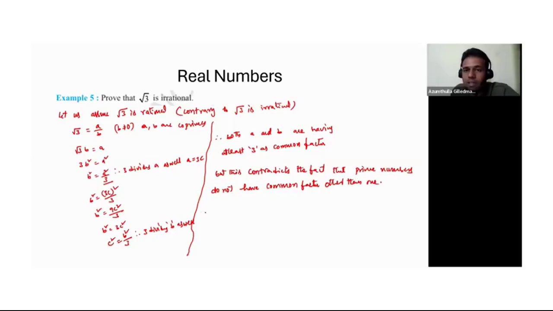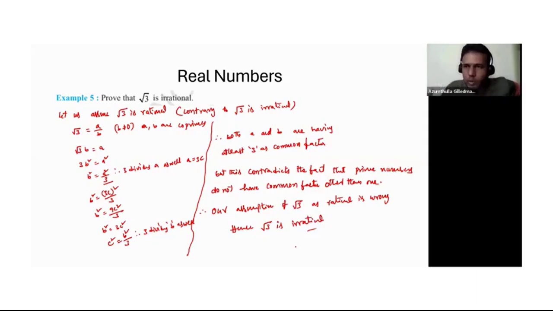So why has this arisen? Because we assumed that root 3 is rational, this A and B, even though they are coprimes, are getting a common factor of 3, which is incorrect. Therefore, our assumption of root 3 as rational is wrong. Hence, root 3 is irrational. Okay.